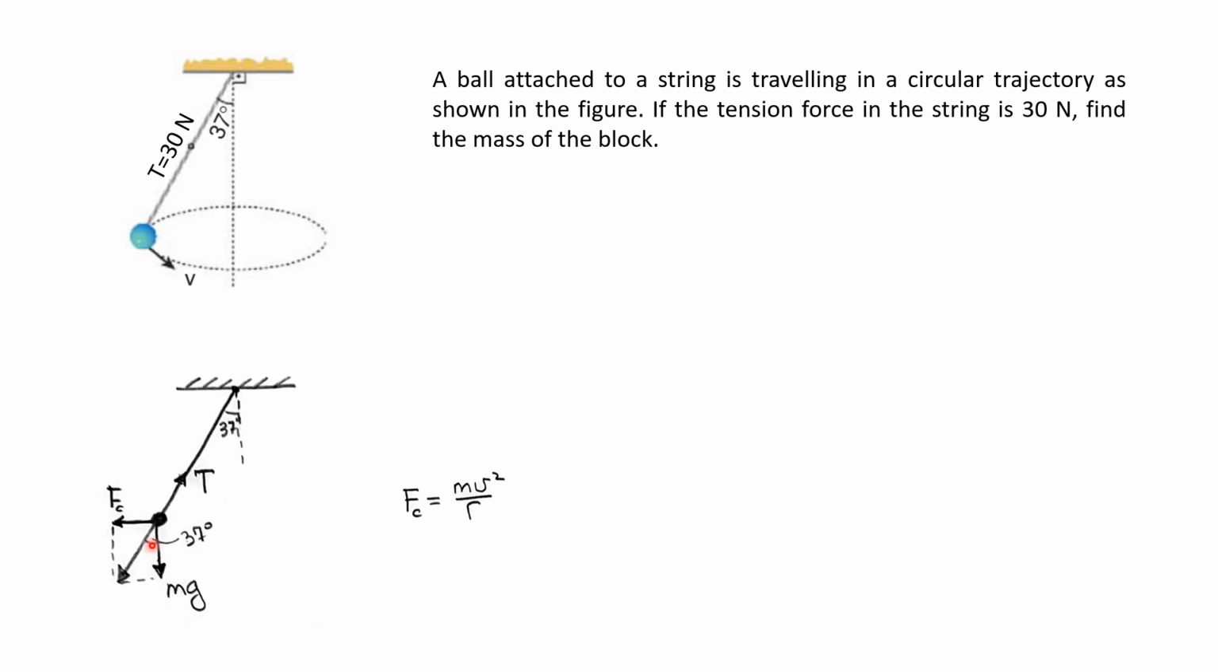Well, then it's a very simple trig identity. Cosine of 37 is the adjacent side divided by the hypotenuse. So mg over tension force. You multiply both sides by tension force and divide by g. That's how you get mass.